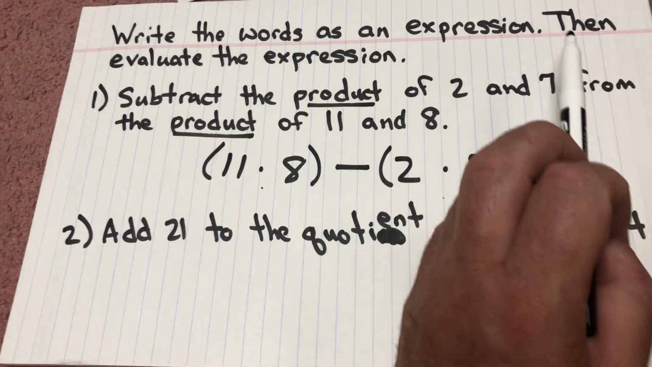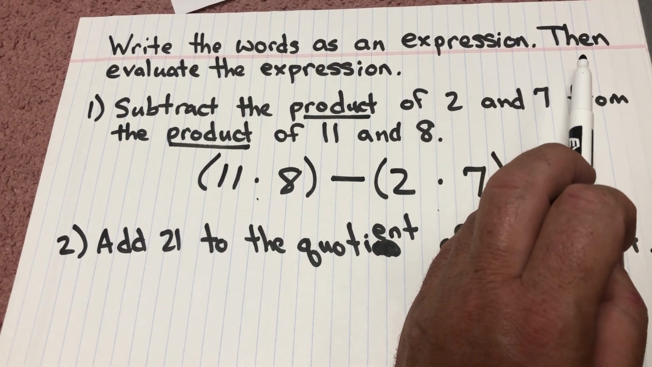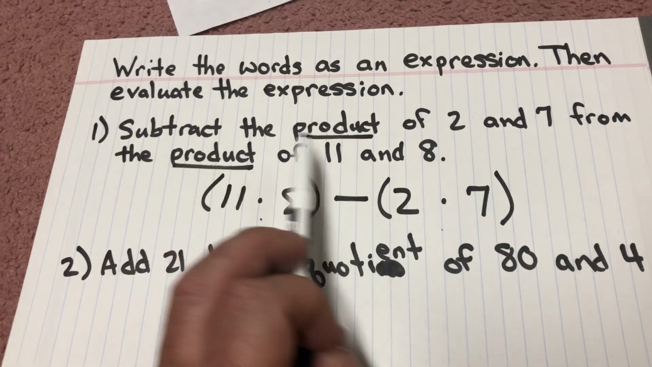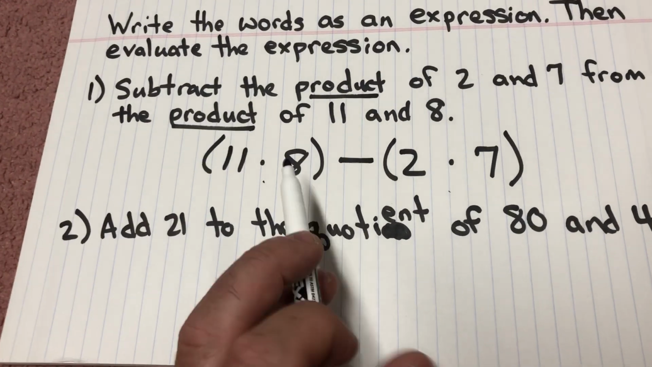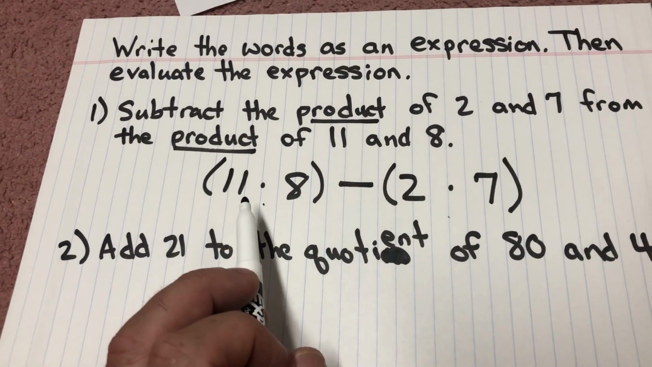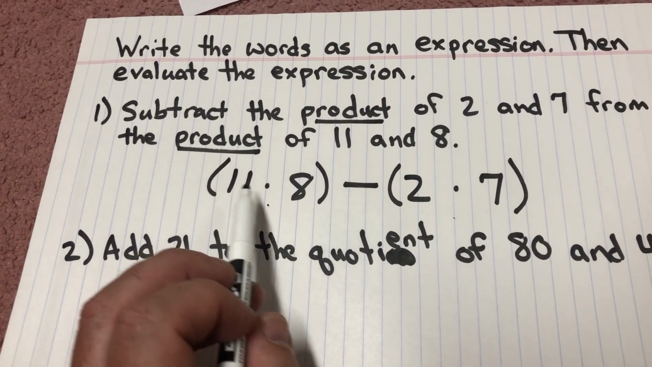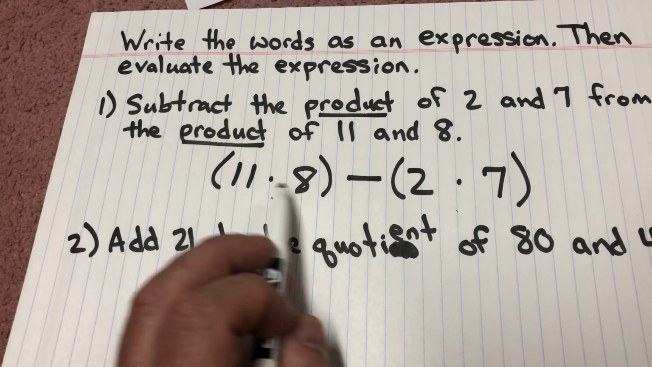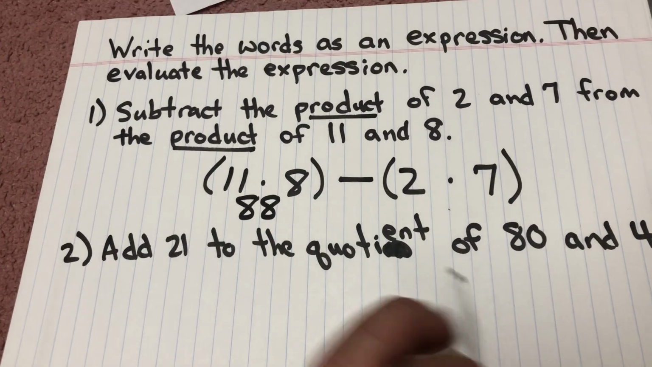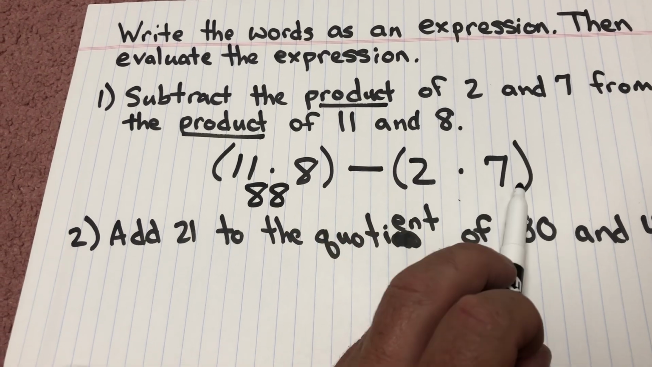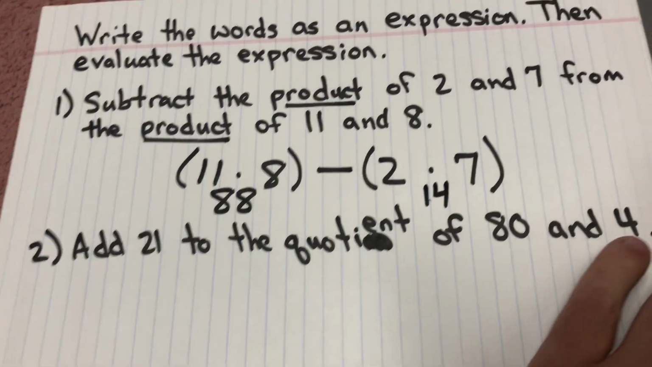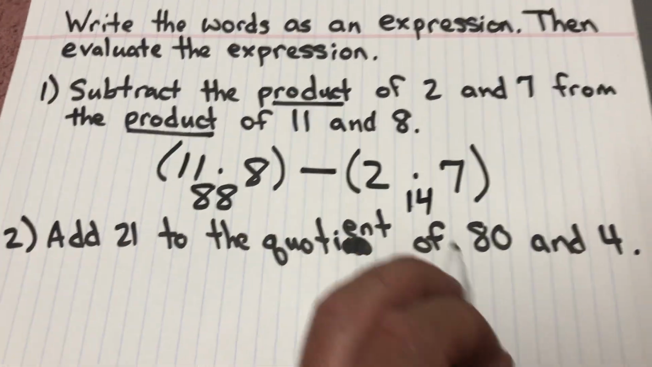Now, these directions tell us to then evaluate the expression. So I actually need to solve it now. My first step is to go 11 times 8. Well, 11 times 8 is 88. And then I would have to do 2 times 7, and 2 times 7 is 14. That leaves me with 88 minus 14.